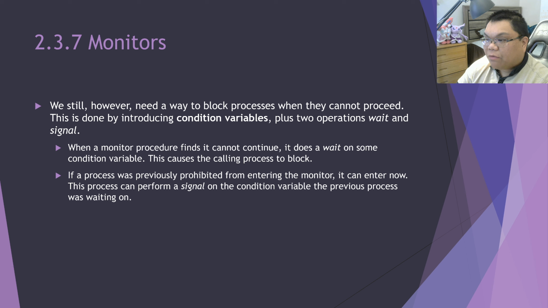We still, however, need a way to block processes when they can't proceed. This is done by introducing condition variables plus two operations called wait and signal. When a monitor procedure finds it cannot continue, it does a wait on some condition variable. This causes the calling process to block. If a process was previously prohibited from entering the monitor, it can enter now. This process can perform a signal on the condition variable the previous process was waiting on.